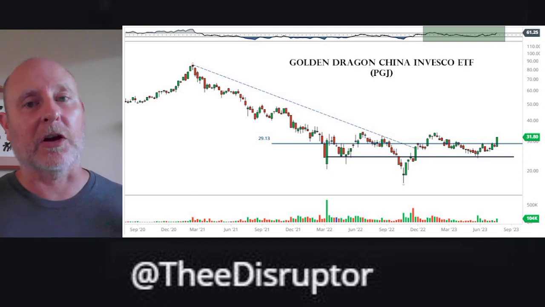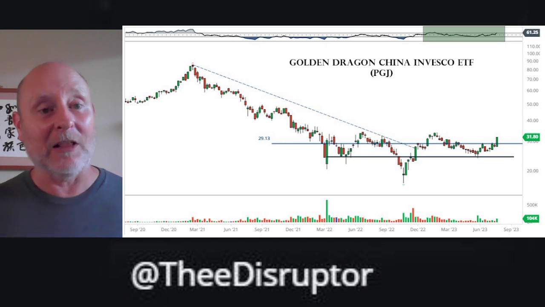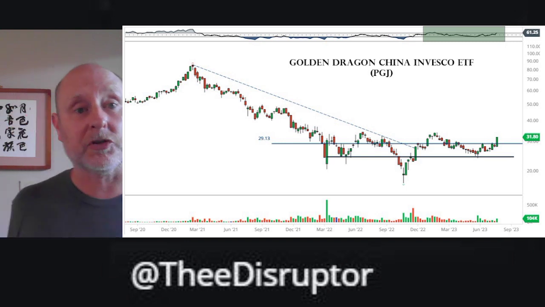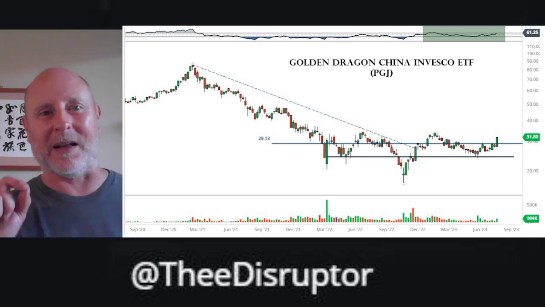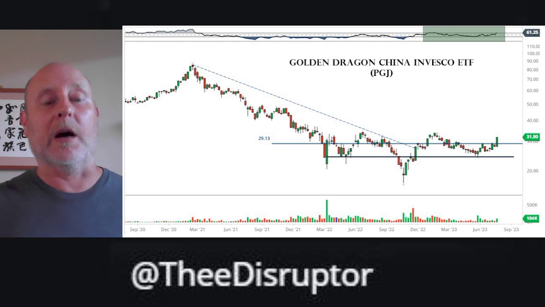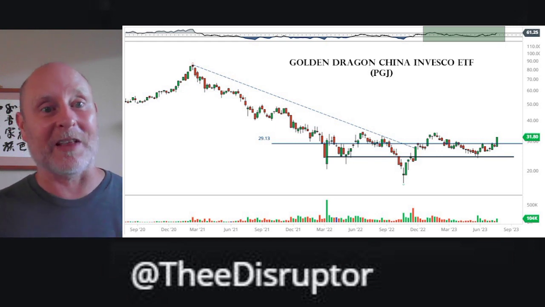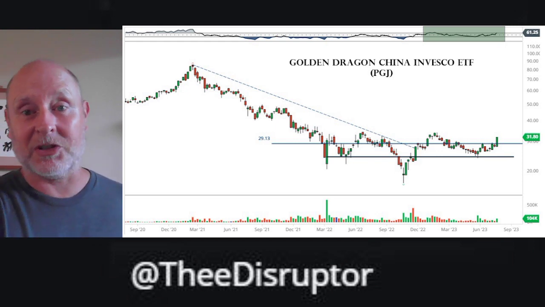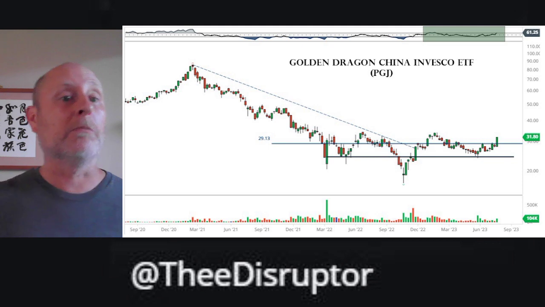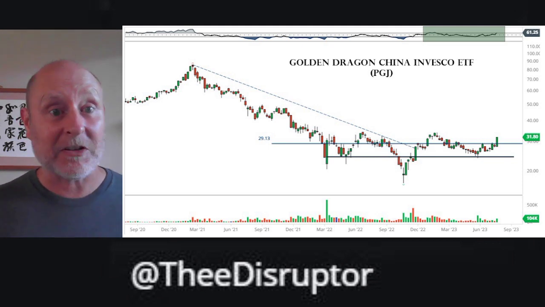This ETF, the Golden Dragon, right? I love this ETF. Another one that's very similar is CHIQ, which is also very much on my radar right now, but I like this one a little bit more. You can see here we have the same pattern as the ratio chart we just looked at. We're just not making that lower low. And then we came up, tested a key level, and now we're moving back above that. That to me is bullish.